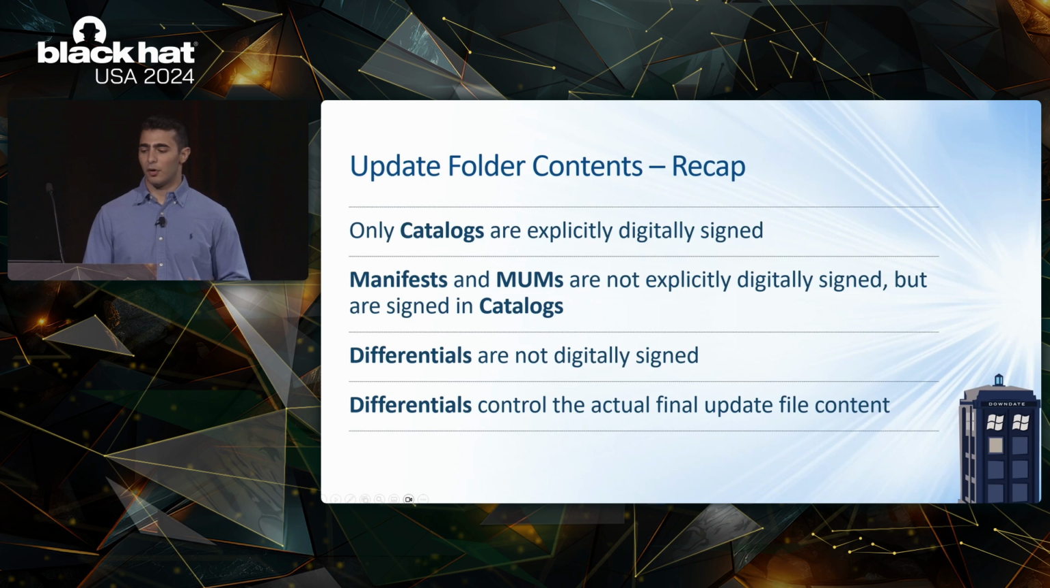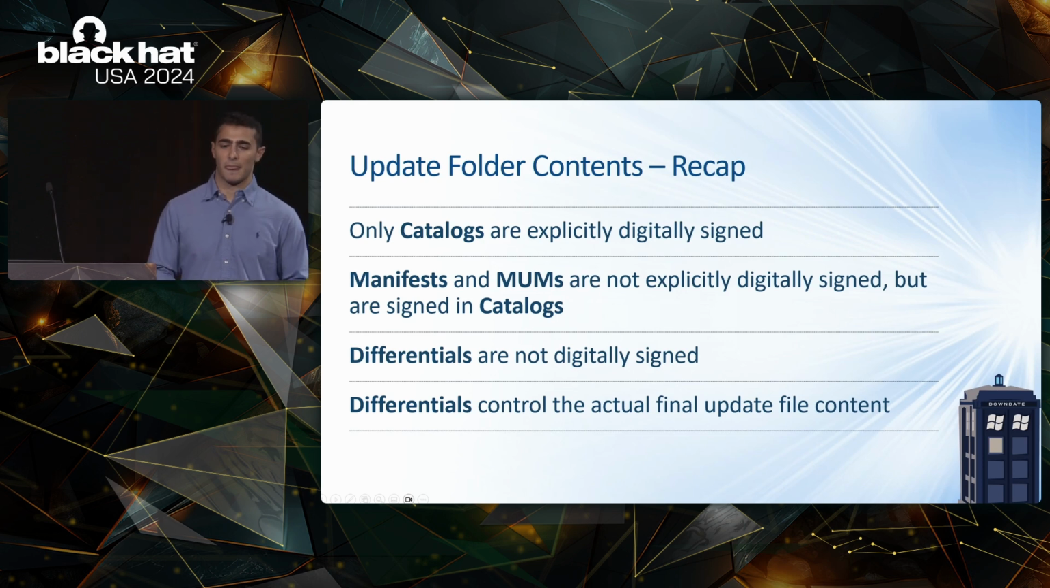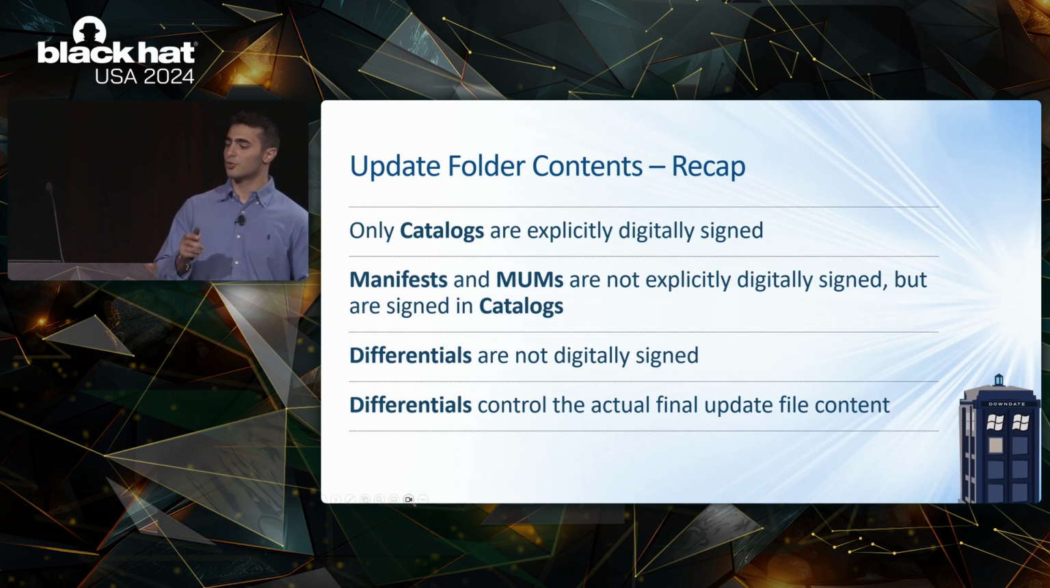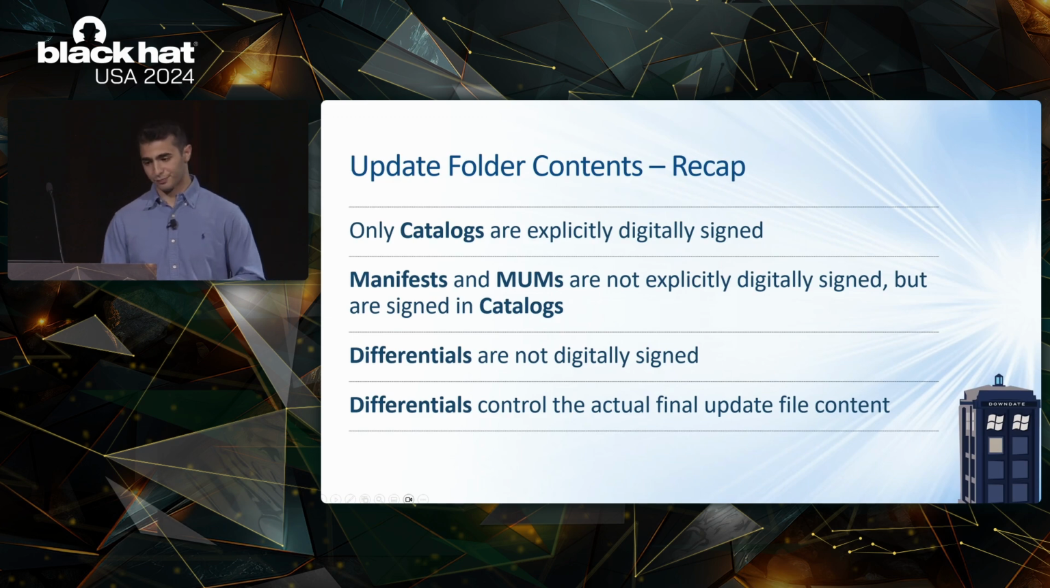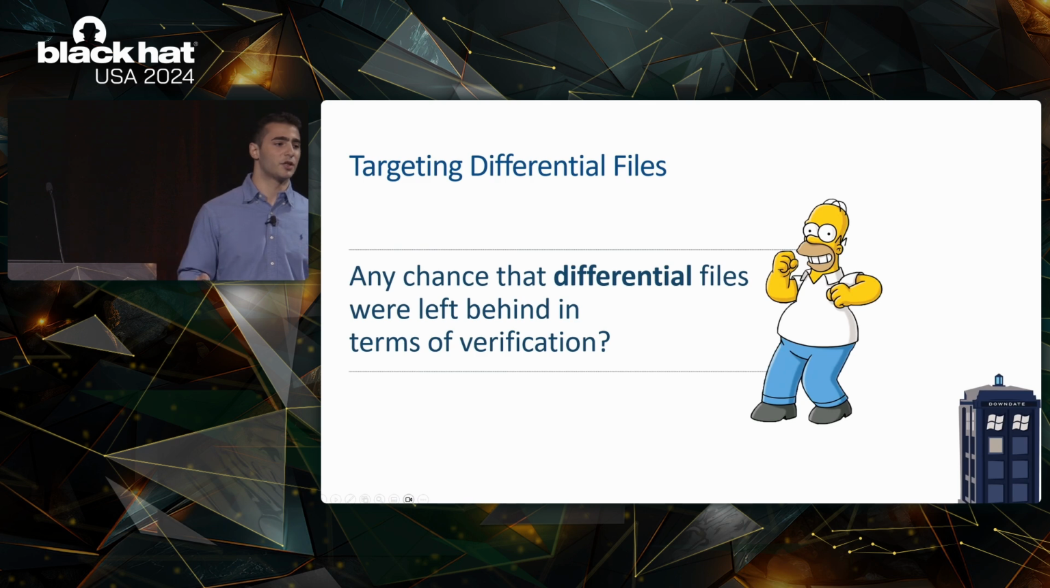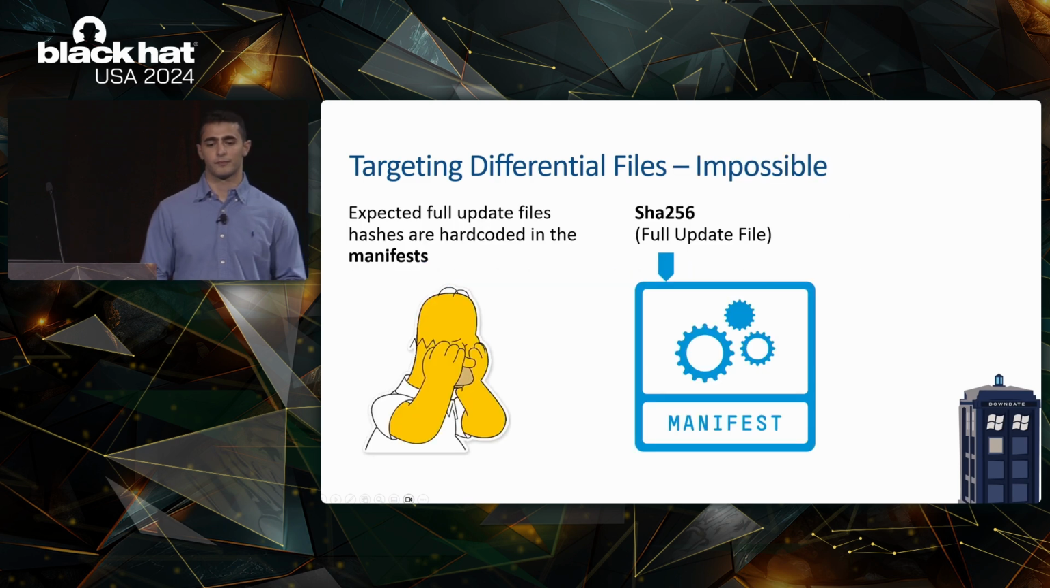So to recap, only the catalog files are digitally signed. The manifest and MAM files are not explicitly signed, but they are signed in the catalog files. The differential files are not signed, and the differential files also control the final update file content, which is very, very interesting. Is there any chance that differential files were left behind in terms of verification? No luck, because the expected update file hash is hard-coded in the manifest, and again, the manifest cannot be changed since it will break its signature in the catalog.